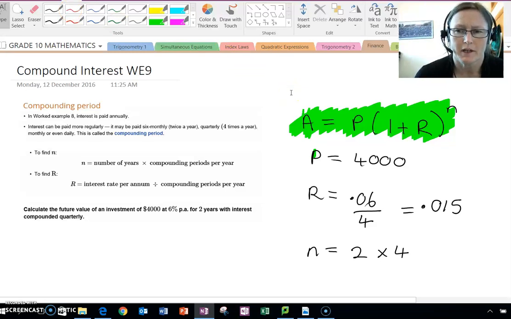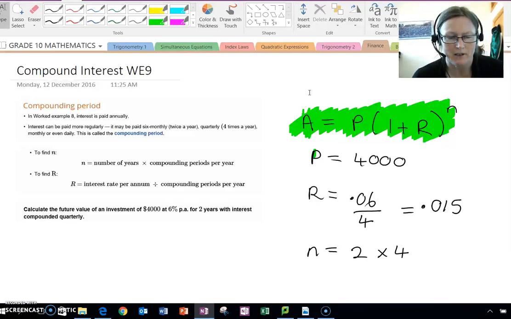Okay, we're now going to talk about compound interest and how it's calculated if interest is paid more regularly than once a year, or more regularly than annually. Interest could be paid twice a year, 6 monthly, quarterly, 4 times a year, monthly, or even daily. So let's look at how we work out compound interest if interest is not paid annually.